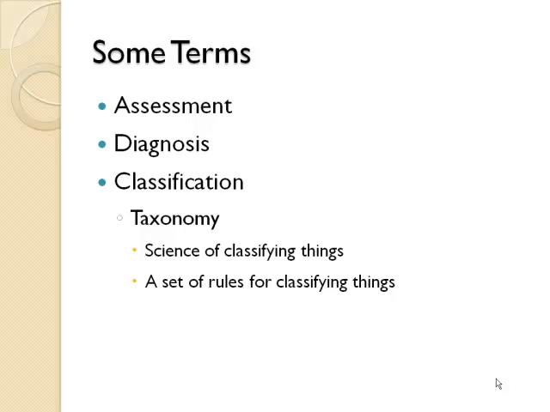Probably one taxonomy that most of us learned in school at some point in time was the Linnaean taxonomy for biology, right? Where we talked about there's 3 different kingdoms, and the kingdoms can be subdivided into classes, and they in turn can be subdivided into orders and families and genera and species and so on and so forth, right? So that's a taxonomy, and so is what we use for psychopathology.